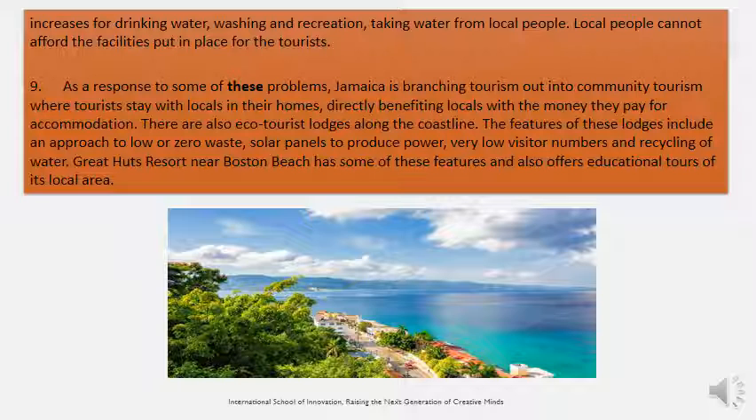As a response to some of these problems, Jamaica is branching tourism out into community tourism where tourists stay with locals in their homes, directly benefiting locals with the money they pay for accommodation. There are also ecotourist lodges along the coastline. The features of these lodges include an approach to low or zero waste, solar panels to produce power, very low visitor numbers, and recycling of water. Great Huts Resort near Boston Beach has some of these features and also offers educational tours for its local area. So as you can see, even though tourism is very beneficial to a country, it can sometimes be a curse, as what happened in Jamaica.